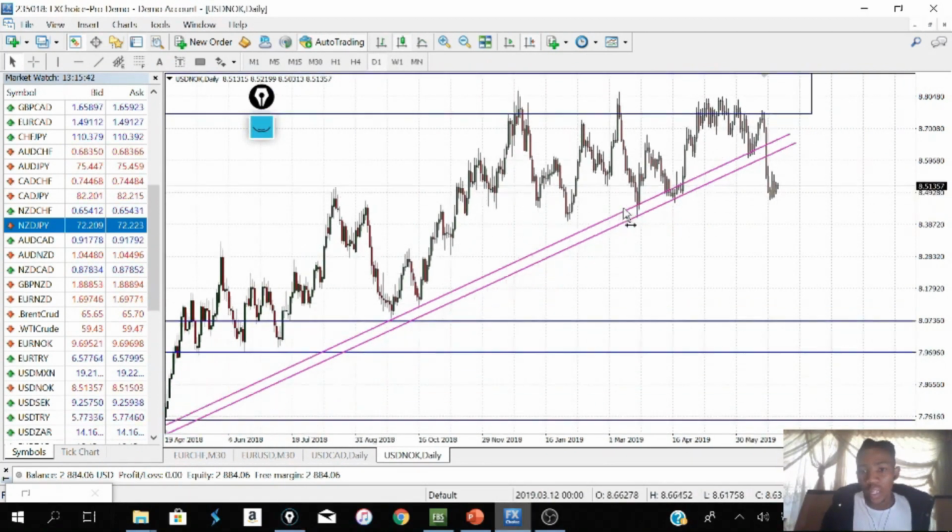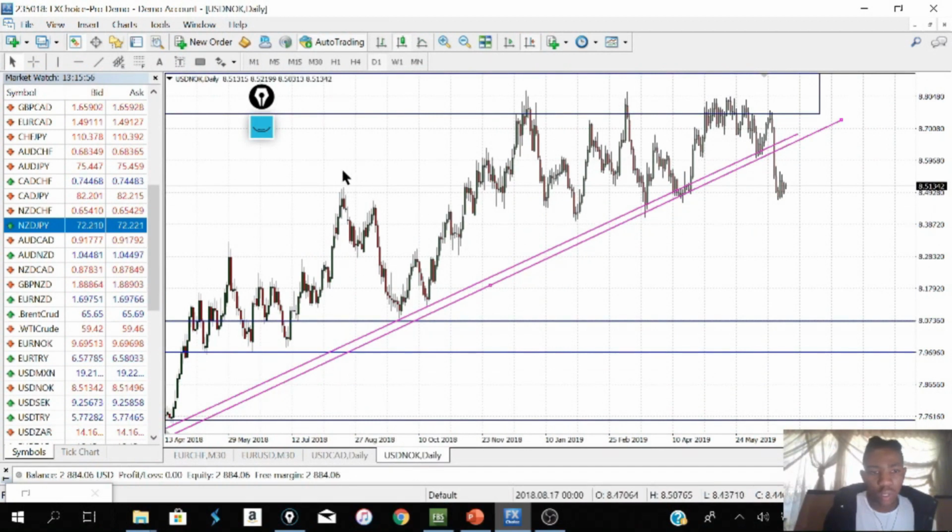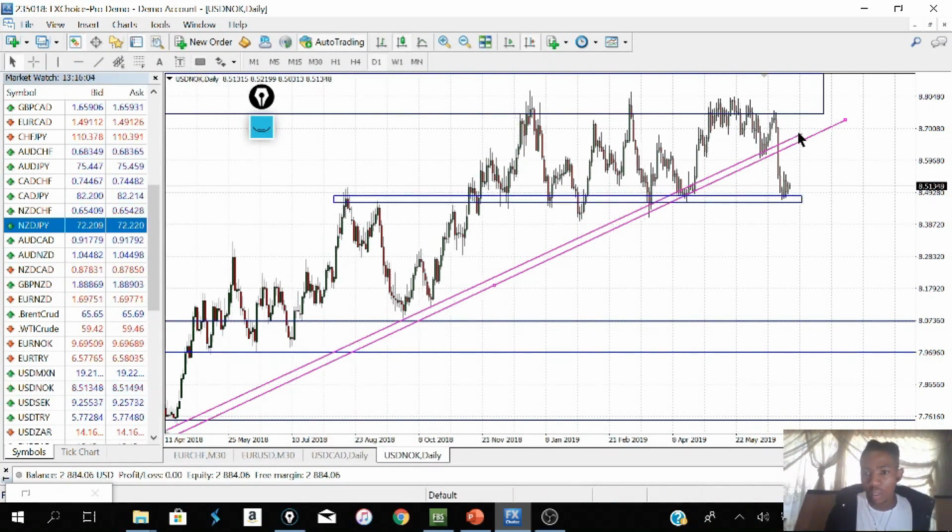So now we are here. How do we enter this trade now? What we want to do first is identify our key level structure of support, and why it's stopping there. So I'm seeing a nice level of support here.